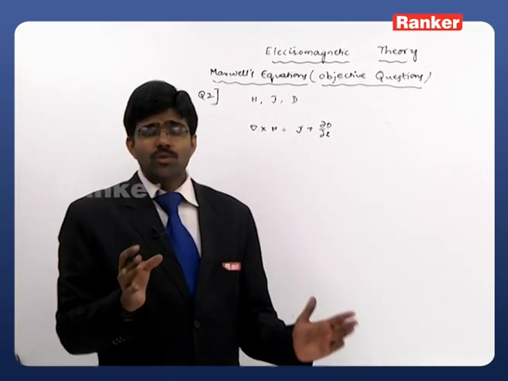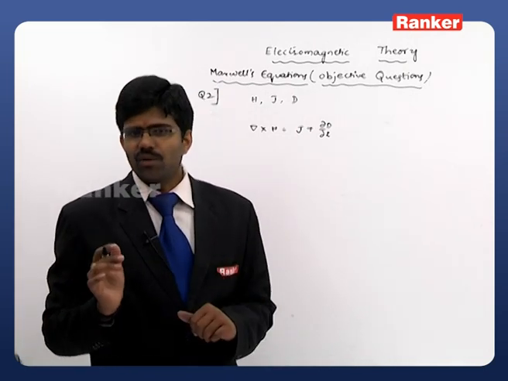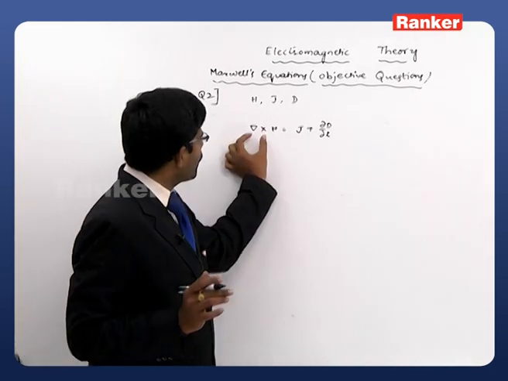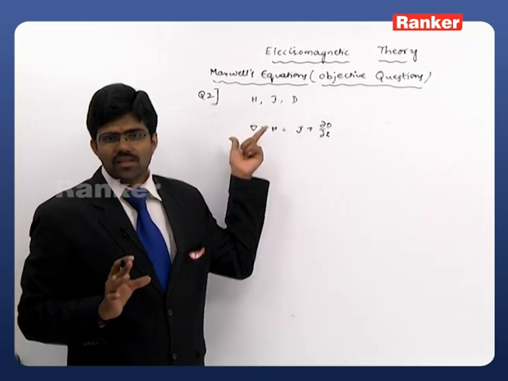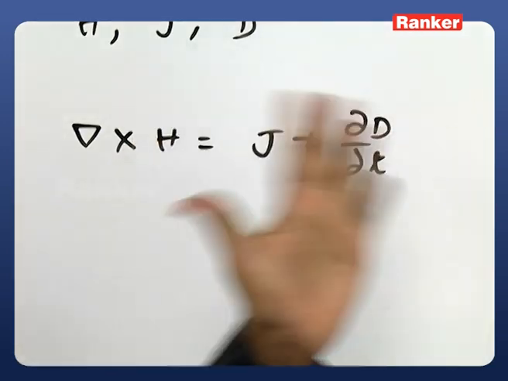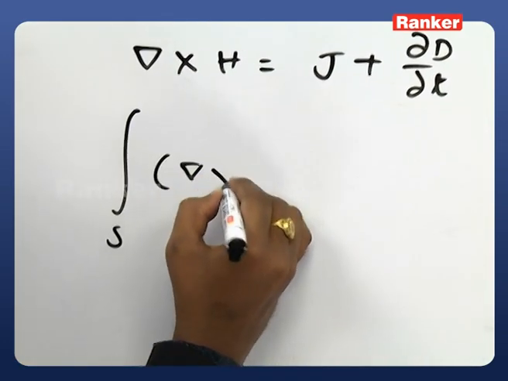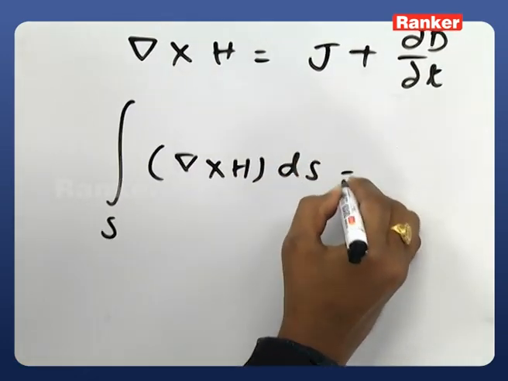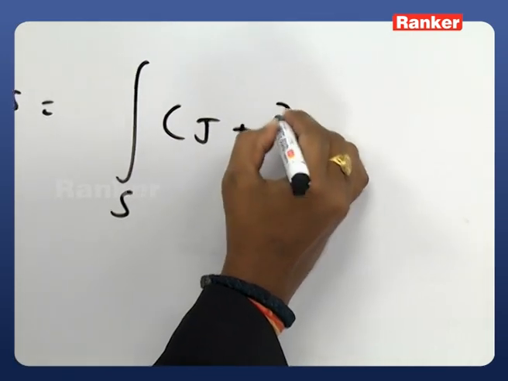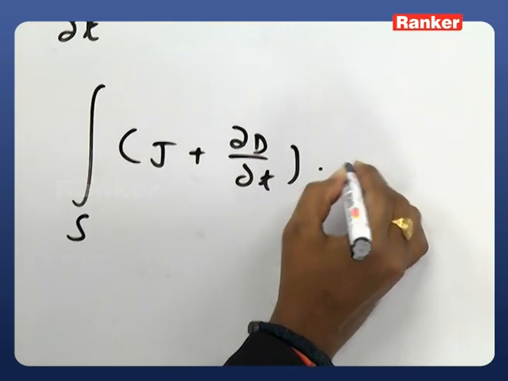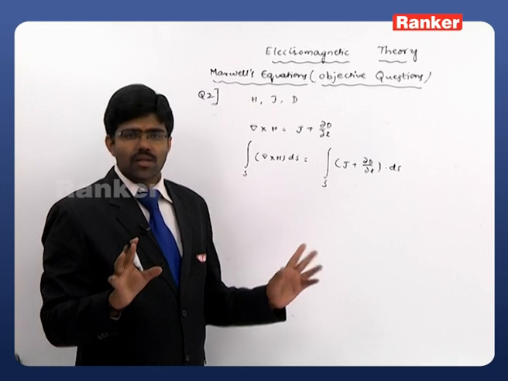So here we are supposed to convert this differential form to the integral form. As I said, whenever you find a curl, use Stokes theorem and apply ds as a differential surface integration on both sides. I will take the surface integral: del cross H ds is equal to the surface integral of J plus dou D by dou t ds. Don't go for any closed surface integral or open surface integral yet.